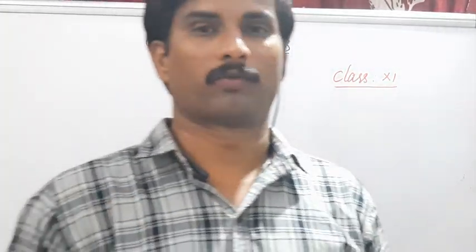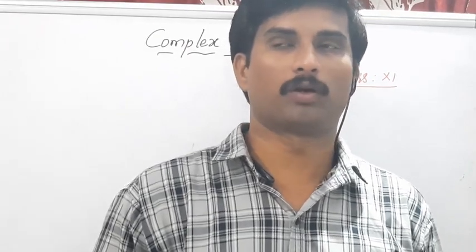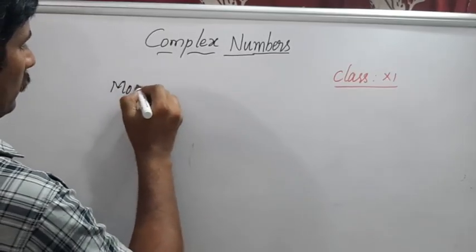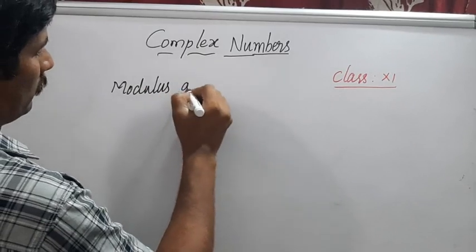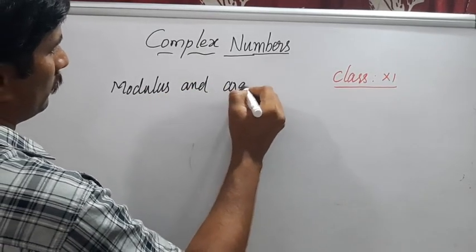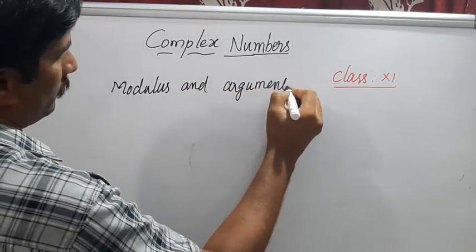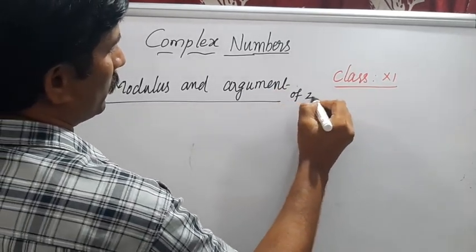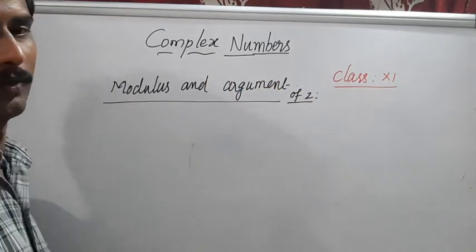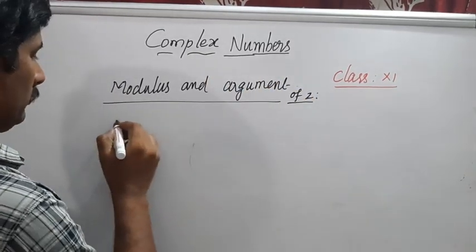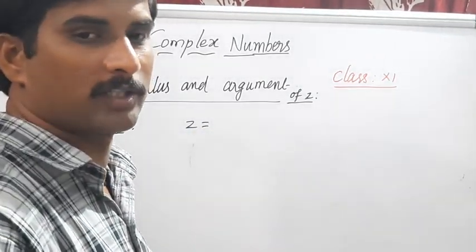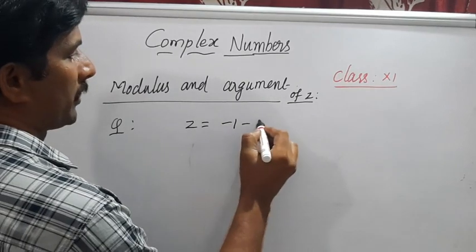In this session, we are going to discuss modulus of a complex number and argument of a complex number. Argument of Z, where Z equal to -1 minus i root 3.